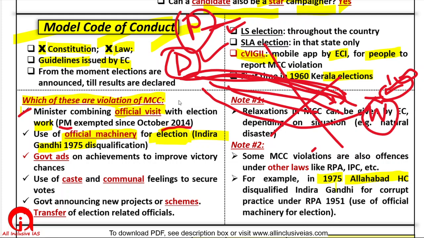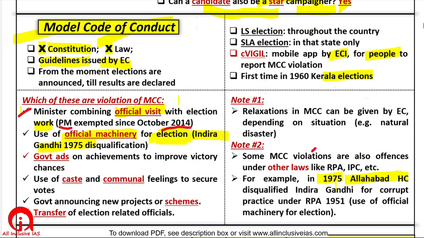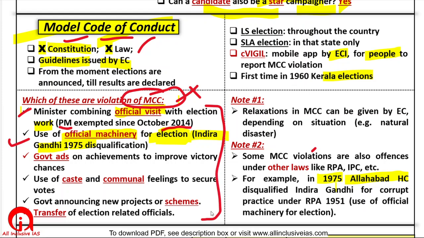Now one important thing I want to mention here is that there is no legal backing for MCC. MCC is neither mentioned in the Constitution nor in law. So what if a person like Indira Gandhi violated this? Can she be disqualified for violating MCC? No, she cannot be disqualified as such, because there is no statutory backing to it. The thing is that some offenses of MCC are also offenses under some other law, like the Indian Penal Code or RPA. What Indira Gandhi was disqualified for was actually a corrupt practice under RPA 1951, and it was also a violation of MCC.